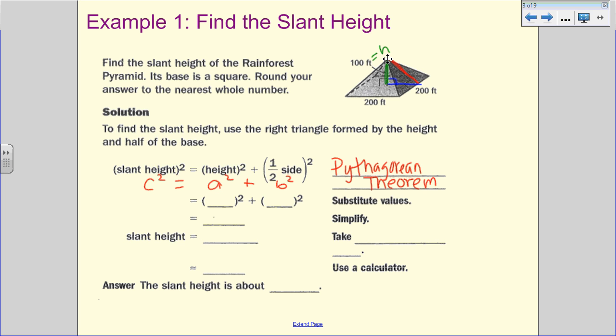The slant height is our unknown, so that's going to stay C squared. The height was 100 feet squared, and half of the side, so we're only going from the middle out to the edge, is 100 squared. I'll keep this red because I labeled the slant height. And that's our L. We're finding L for the slant height. So we're going to have L squared equals 100 squared plus 100 squared, which is 20,000. You can type this all into your calculator. You then need to remember to take the square root.